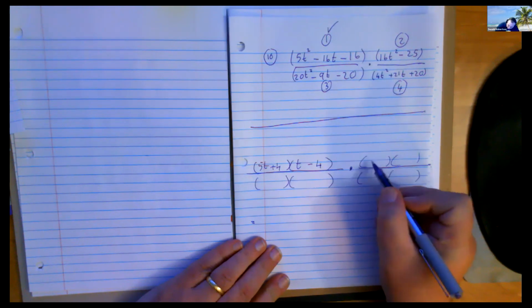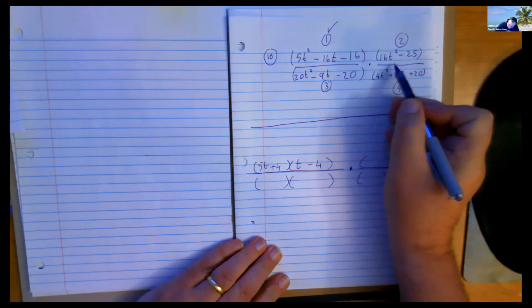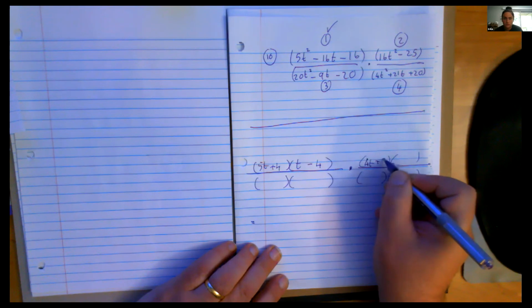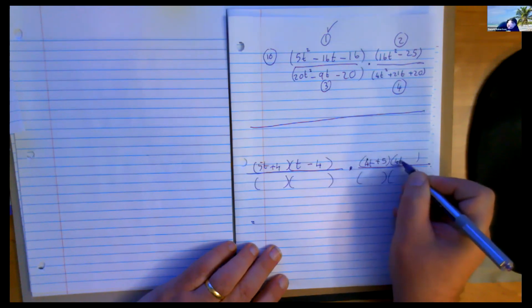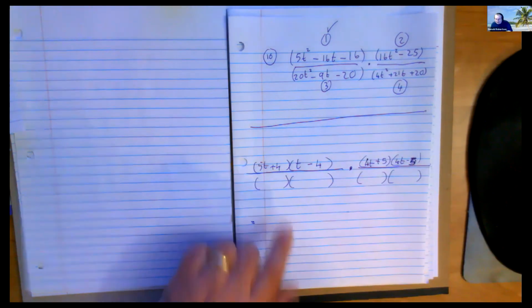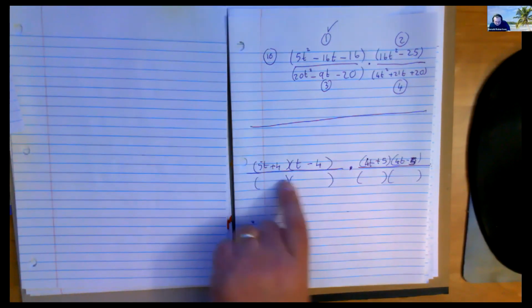Anybody from team 2, how does this one factor? 4t plus 5 and 4t minus 5. Do you recognise it as just an ugly difference of 2 squares? Whoops, that's a 5. Okay, I'm going to hold on to 3 in a minute. I'm going to show you a cheat, hopefully a cheat.